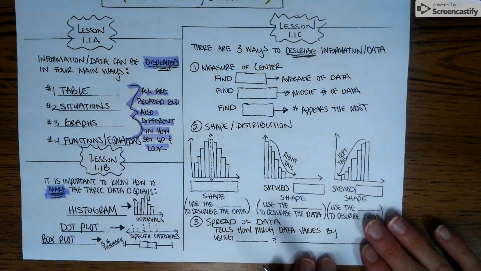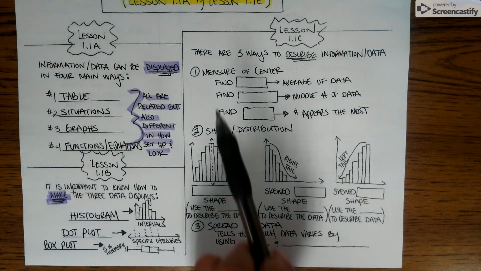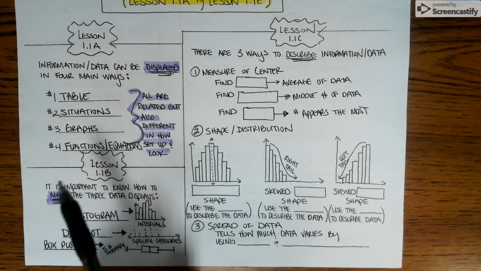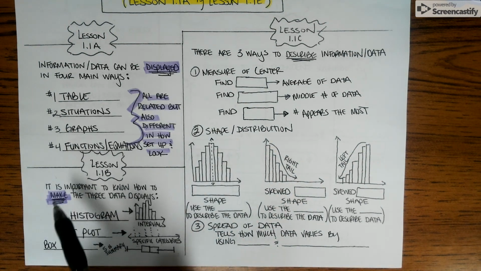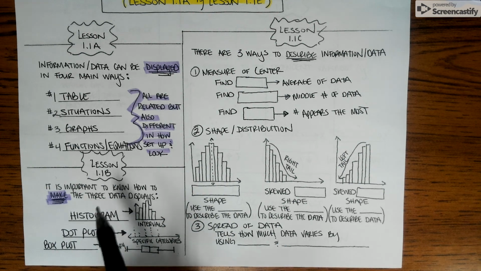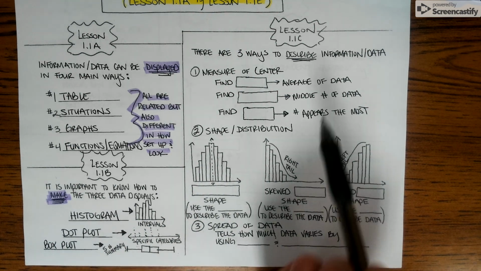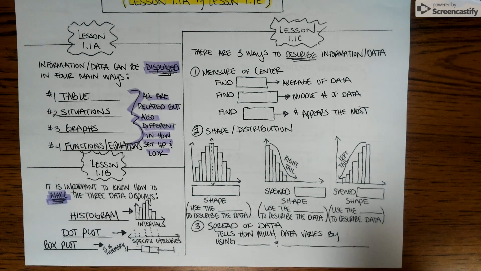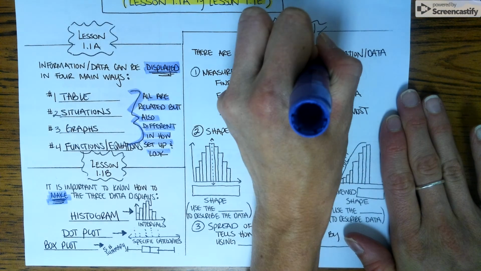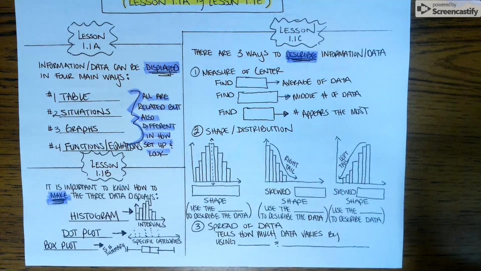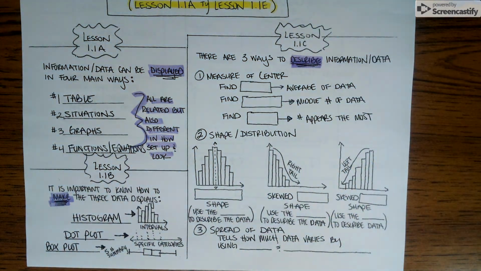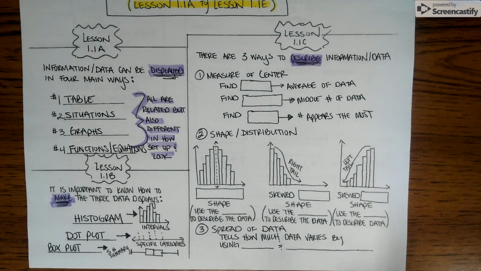Next, let's move into lesson 1.1c. So in 1.1a, we talked about how to display or look at displaying data. In 1.1b, we talked about how to make these 3 specific data displays. And in lesson 1.1c, we are moving to learn how to describe our information or data. So with my highlighter, I'm again going to go ahead and highlight the word describe, because that is the main key idea or point that you need to get out of 1.1c.